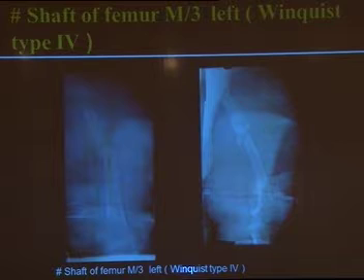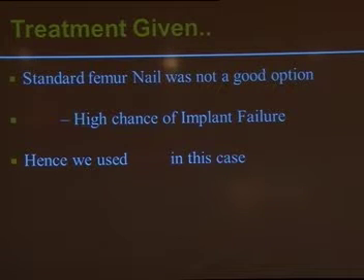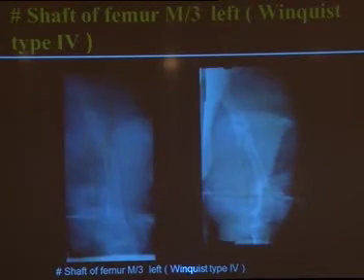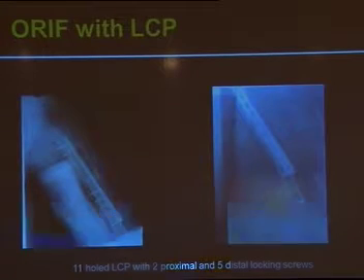Coming to the third case, a 36-year-old male patient who had a middle third shaft of femur fracture, type 4 Winquist-Hansen. Radiological measurement showed a medullary canal diameter of 7 mm and femur length of 32 centimeters, so the standard femoral nail was not a good option. We planned for plating, but if you see this patient's X-ray, it is very osteoporotic. If we use a dynamic compression plate, there is a high chance of implant failure. So we used a locking compression plate in this case. This is showing the 8-month follow-up.